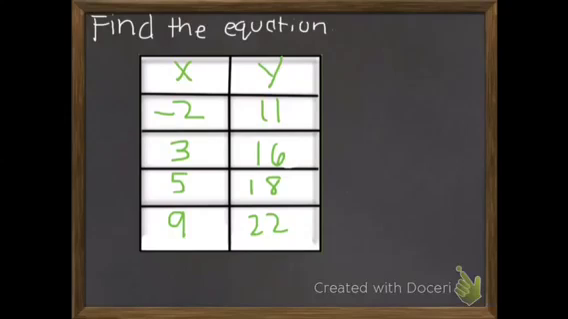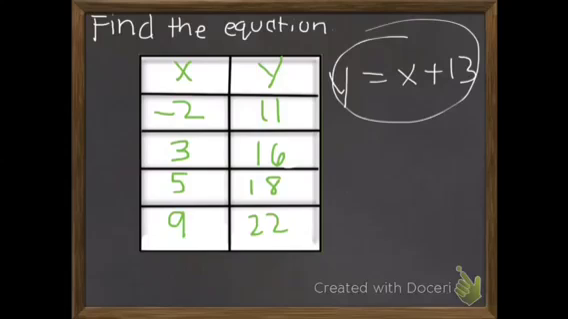So, you should have gotten y equals x plus 13, which is the correct answer. But even if you got y equals 1x plus 13, that is the same thing, because whenever you multiply a number by 1, as you know, it's the same number all over again. So this is the right answer.